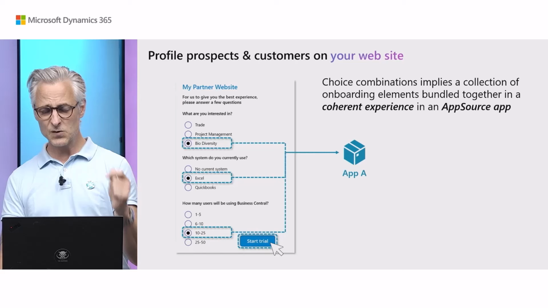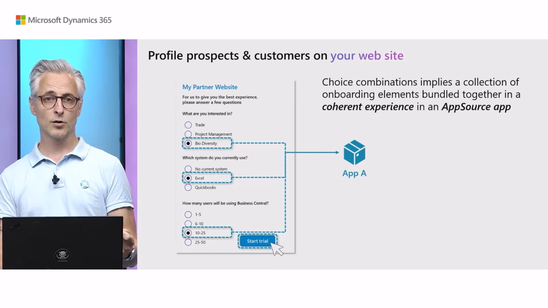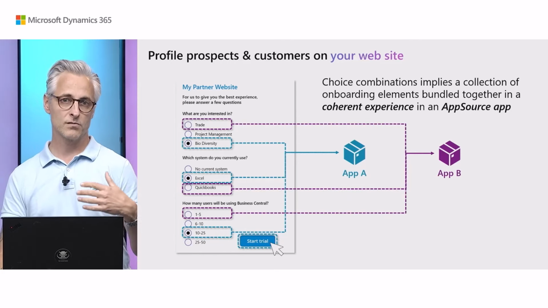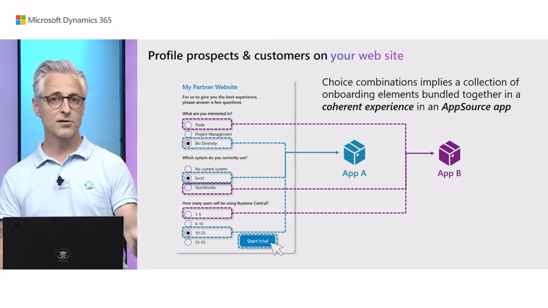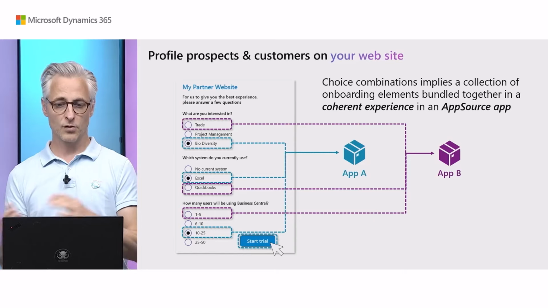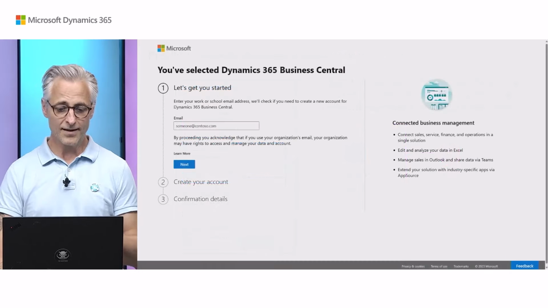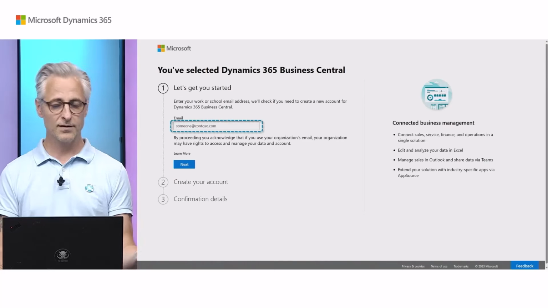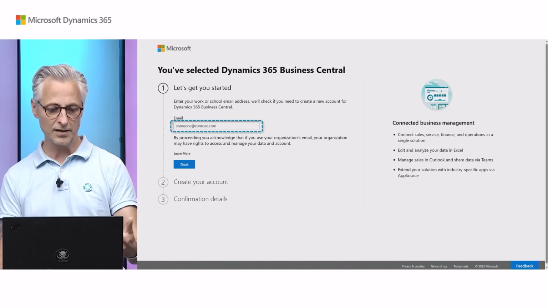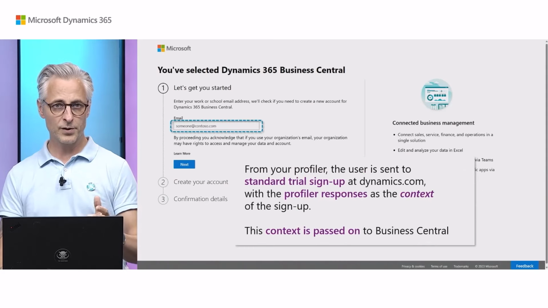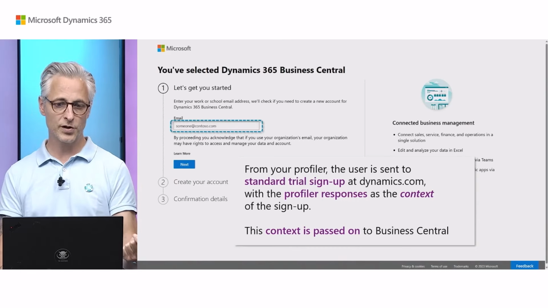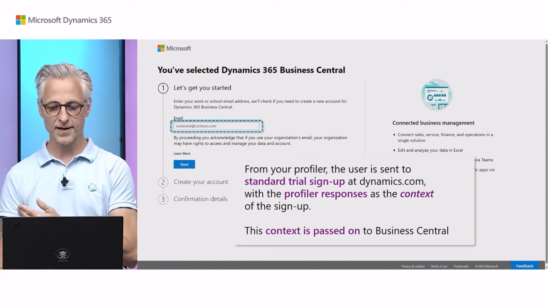So when they have chosen these specific things, I might want to load my solution A. But had they chosen, for example, these three things, I want to load solution B, and so on. And you will be the one who can decide for your company which solutions we want to load. So I click the Start Trial button as a prospect. I'm directed to the normal sign-up process where I sign into my tenant or sign up to a new tenant. And then the important part here is that all of that context where you came from, the outcome of the questionnaire, is passed along to Business Central in this case.